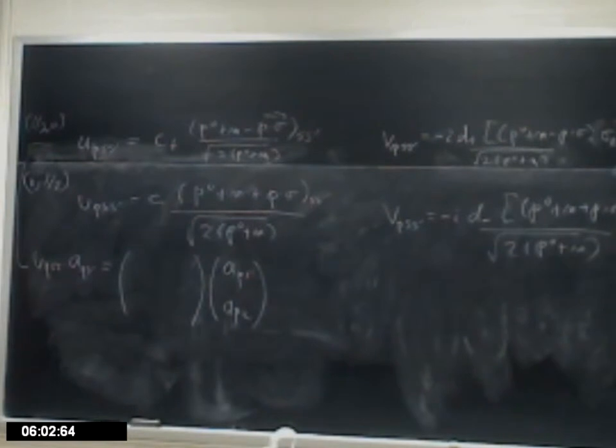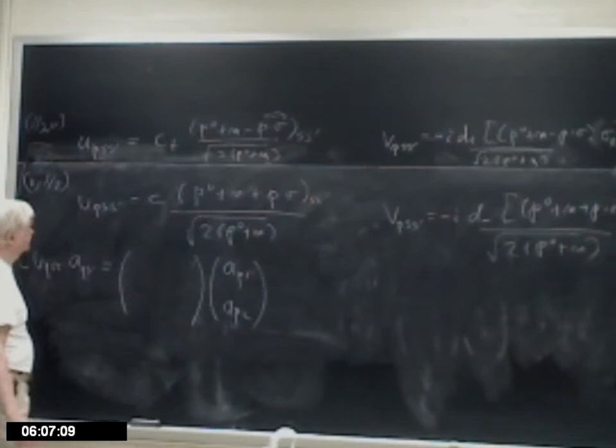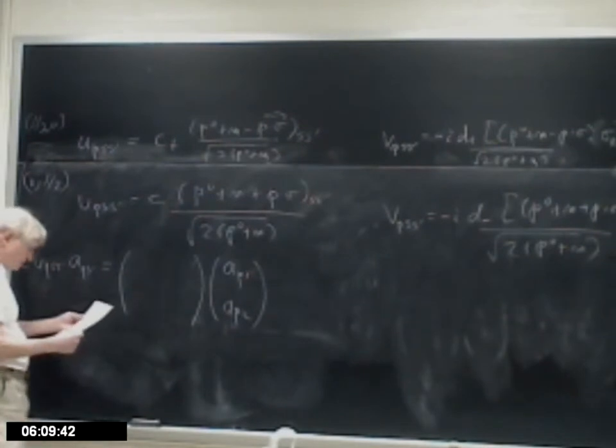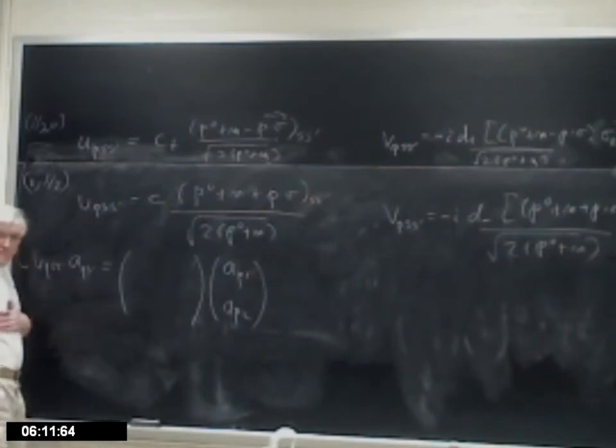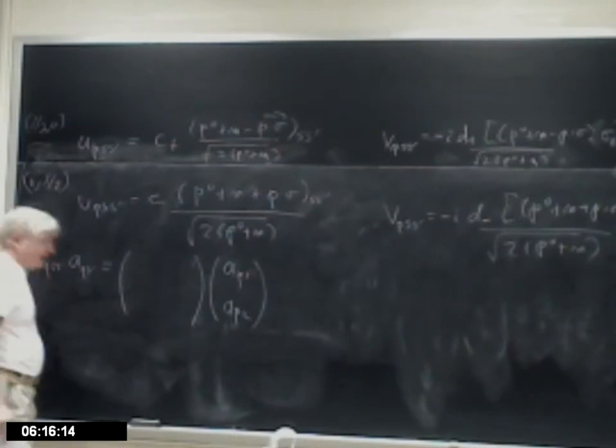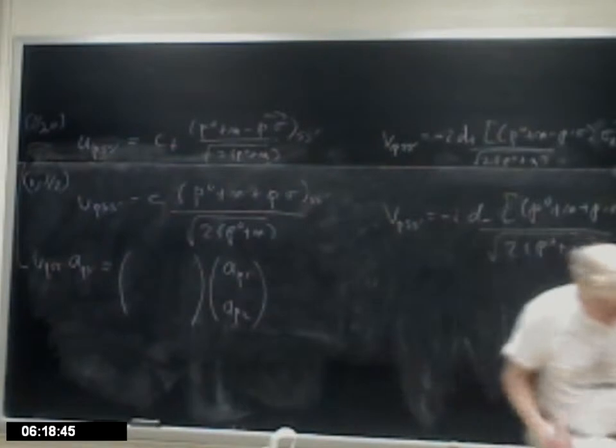What do these annihilation operators correspond to? Right. Now, what do they correspond to? Like, I'm just drawing what and what? Here, let me write down the fields then.